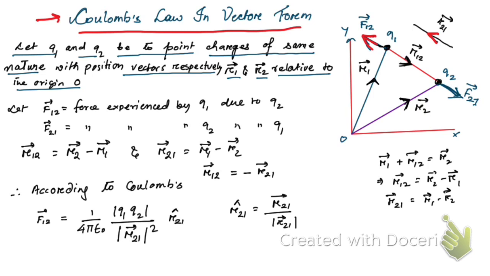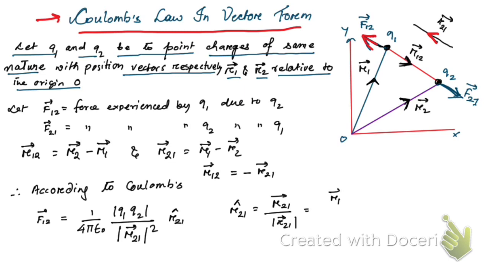So it can be written this way. R21 vector is nothing but R1 minus R2, that I have already given here. Let me clean these things. R1 minus R2. So that's why I have used this value here. Then the magnitude of R21 is nothing but the magnitude of R1 vector minus R2 vector, right? So that's what we can do.